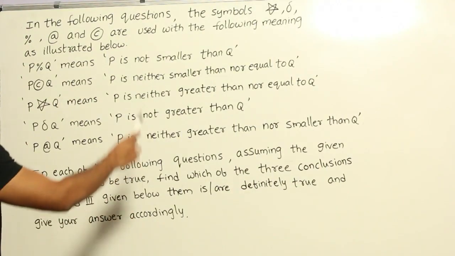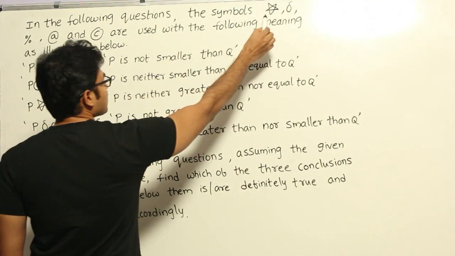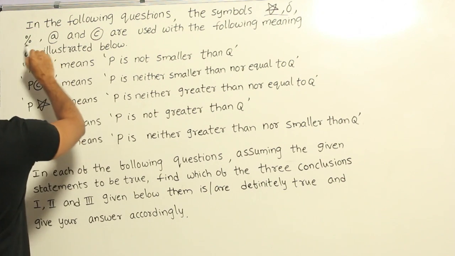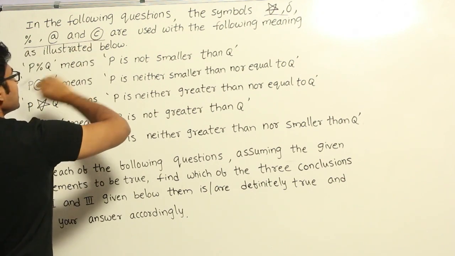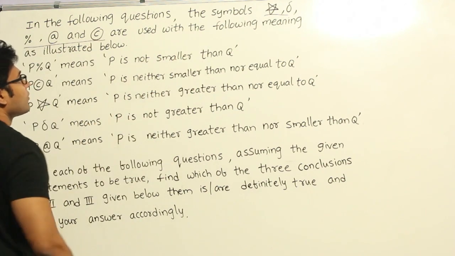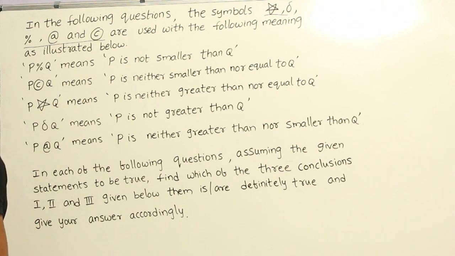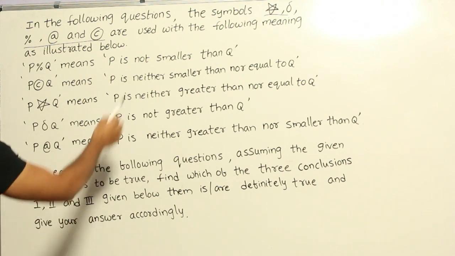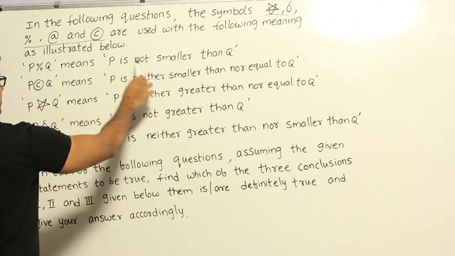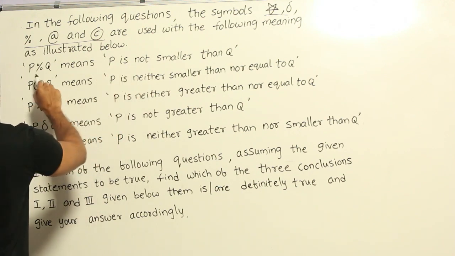Now let's see this. In the following questions, the symbols star, delta, percentile, at the rate and C are used with the following meaning as illustrated below. So they have used these symbols, and now they are saying what does each symbol stand for.